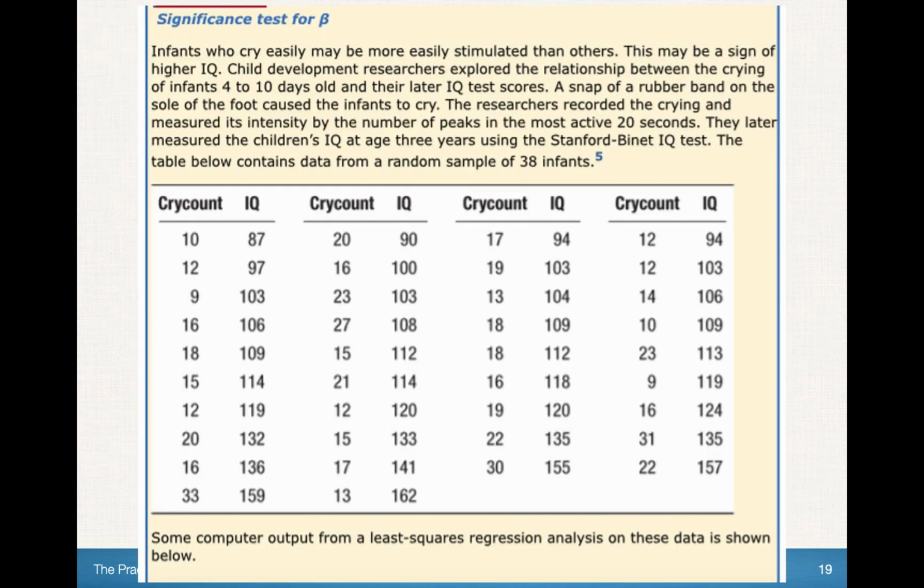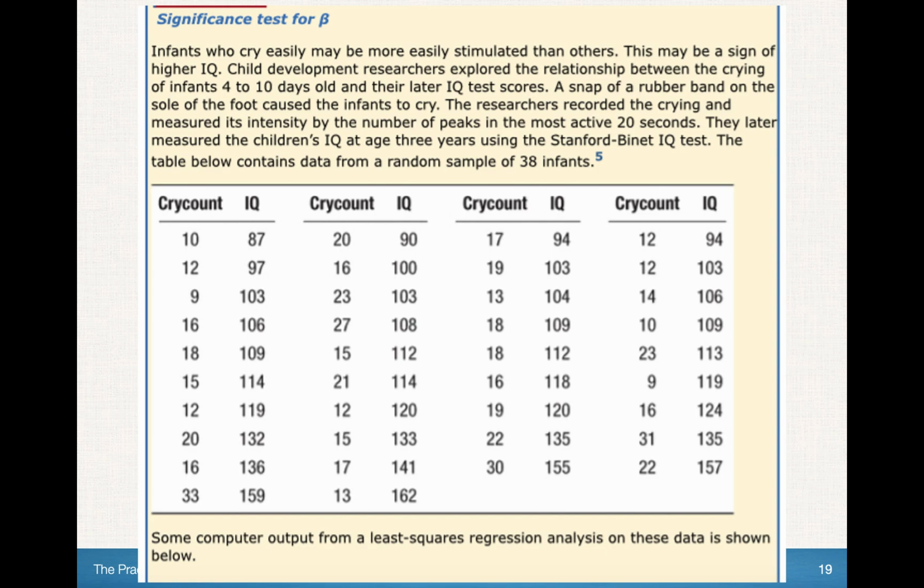So here we are. This is the data that's given to us. It says infants who cry easily may be more easily stimulated than others. This may be a sign of higher IQ. Child development researchers explored the relationship between the crying of infants 4 to 10 days old and their later IQ test scores. A snap of the rubber band on the sole of the foot caused the infants to cry. The researchers recorded the crying and measured the intensity by the number of peaks in the most active 20 seconds. They later measured the children's IQ at age 3 years old using the Stanford Binet IQ test. The table below contains the data from the sample of the 38 infants.